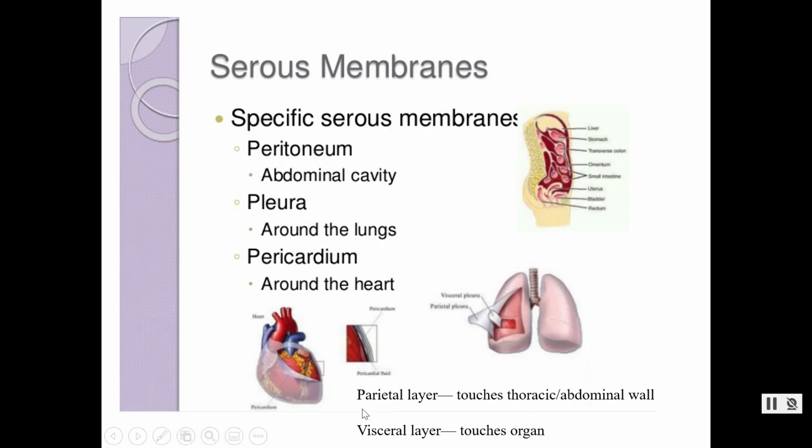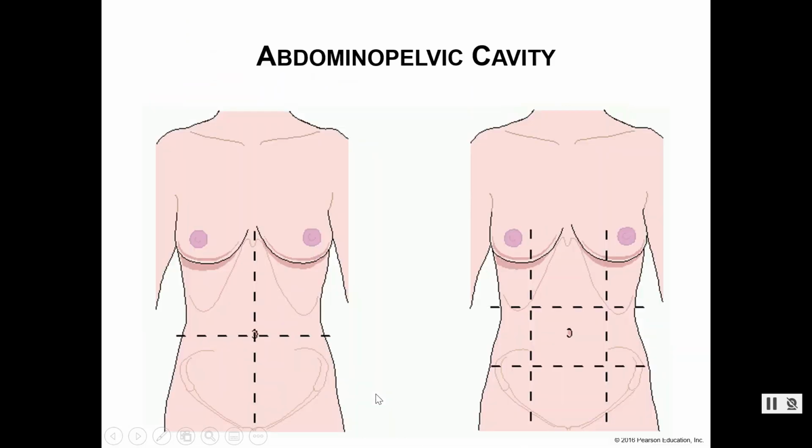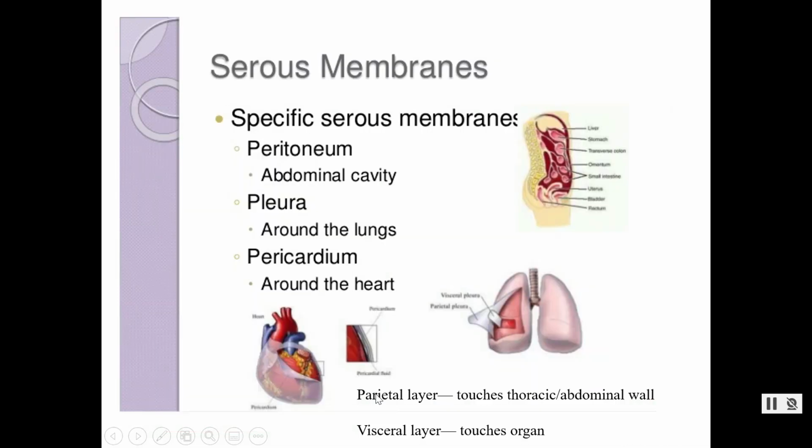We have a parietal layer and we have a visceral layer. Again, each one of these, your peritoneum, your pleura, and your pericardium, are going to have both of these layers. So you have a parietal peritoneum, a visceral peritoneum, a parietal pleura, a visceral pleura, a parietal pericardium and a visceral pericardium. Okay, I'm going to get the words out, y'all. I'm going to get them out.